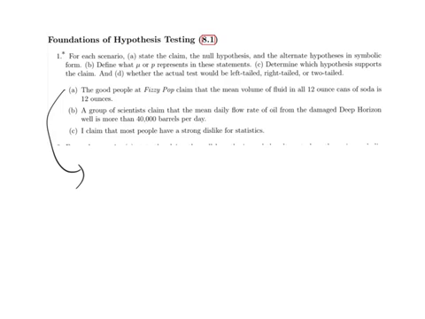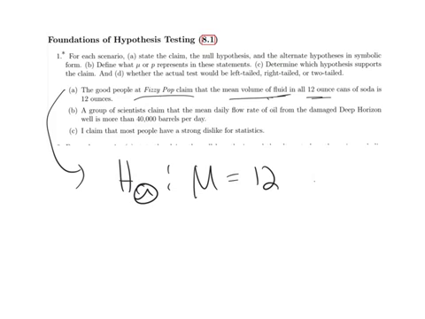So from the book, we say, the people at FizzyPop claim the mean volume of fluid in their 12-ounce cans is 12 ounces. So we're going to make that the null hypothesis. We're going to say H0, the mean amount of soda in these cans is 12 ounces. And that's going to be the claim. That's what they're claiming. So HA or H1 will be that that's false.